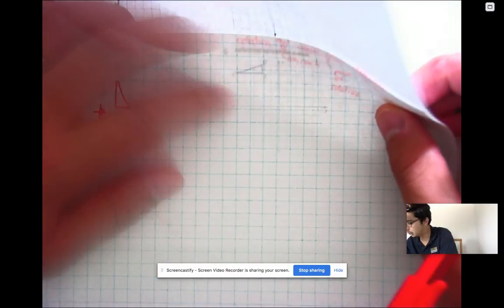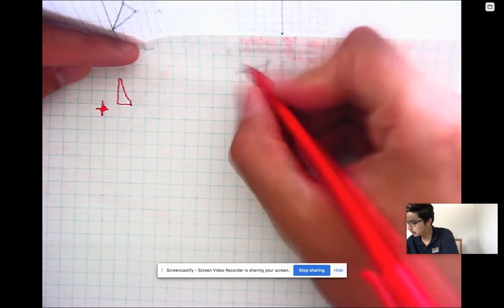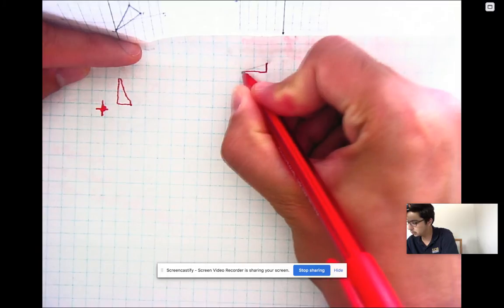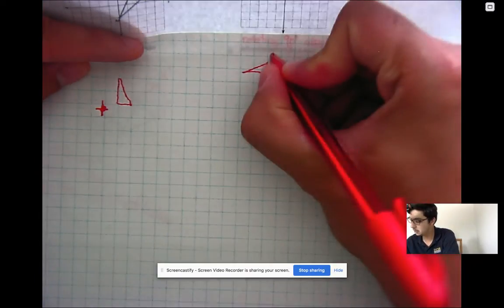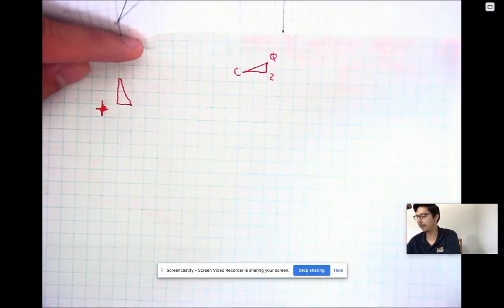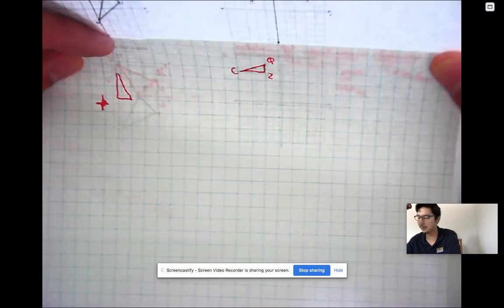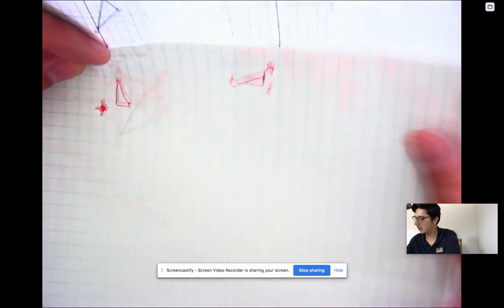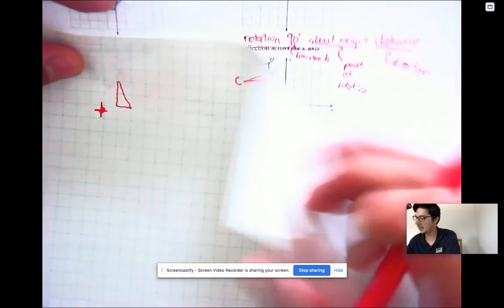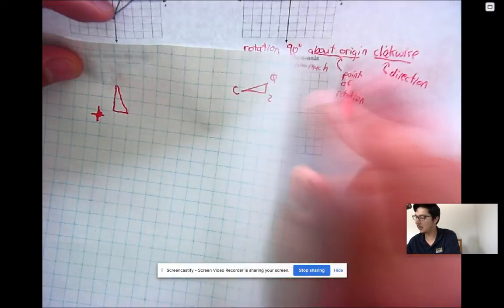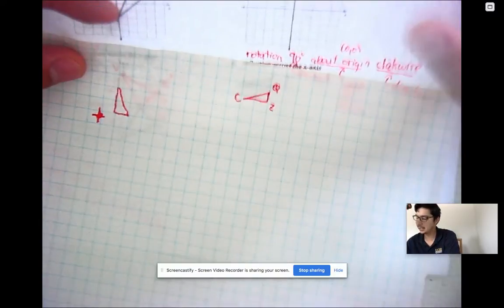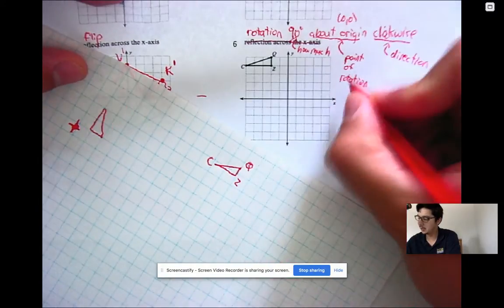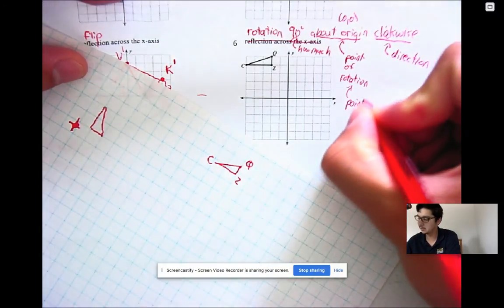So I'm going to try and trace it like so. So there it is, and then we have the points Q, Z, C. Yeah, so I have it traced on top. And then what it said here is, if I look back, it says 90 degrees about the origin. So the origin is 0, 0. And that's the point, when I say point of rotation, that's the point that stays still.